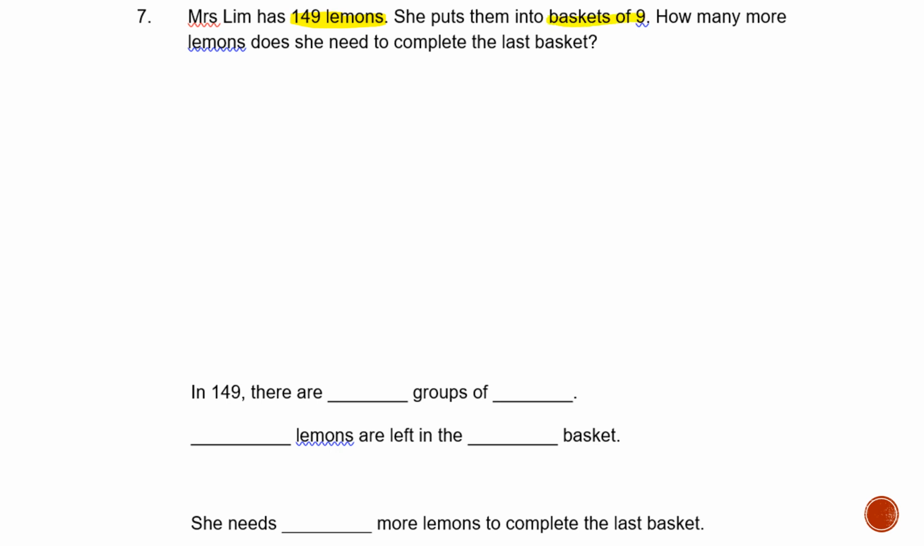Sorry, did I say 8 just now? Yeah, no, it's baskets of 9. Okay, again, it's a grouping concept. Okay, so probably this question is going to ask you how many baskets there are, or how many groups of 9 there are. Okay, so then the question is how many more lemons does she need to complete the last basket? Okay, so remember every basket needs 9.